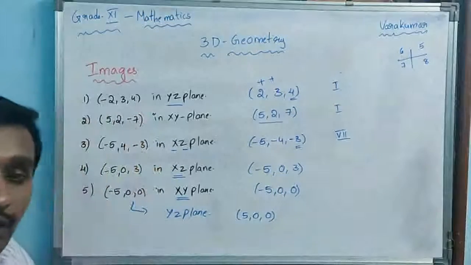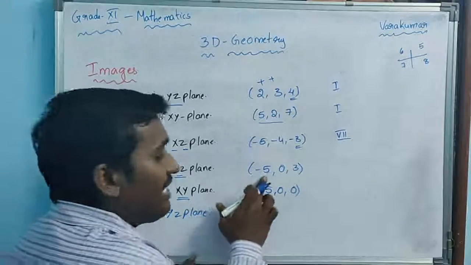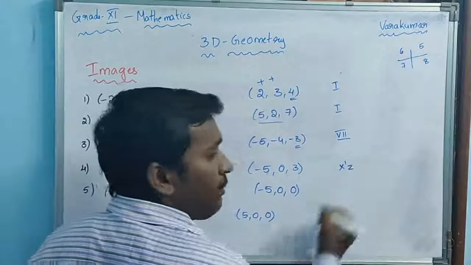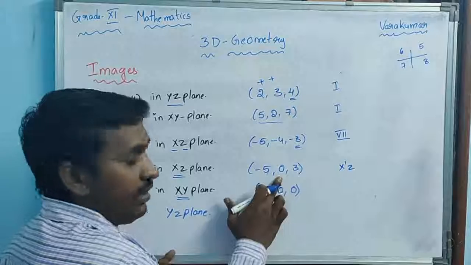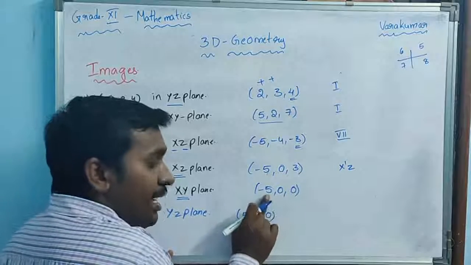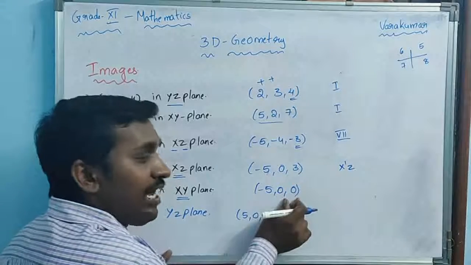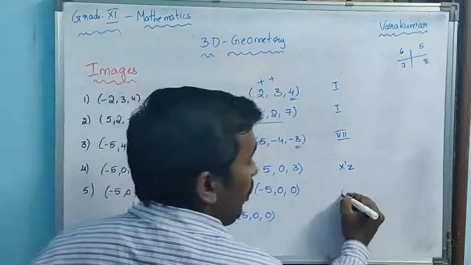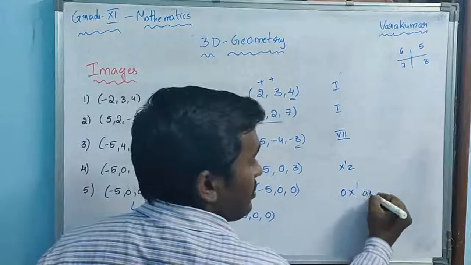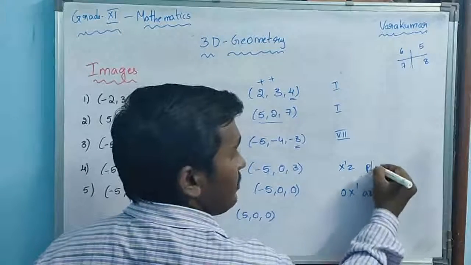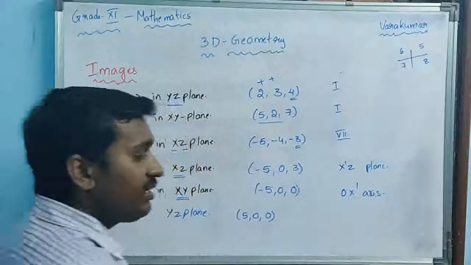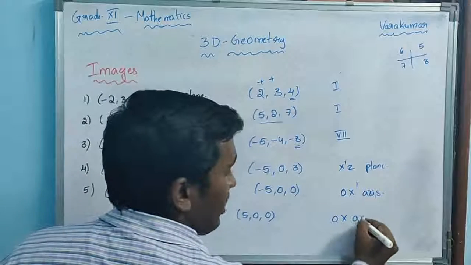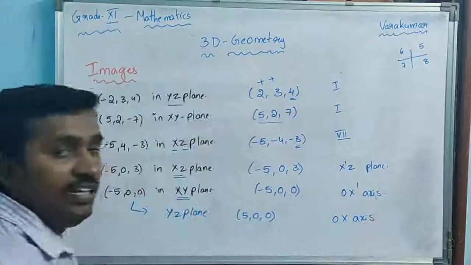And minus 5, 0, 3: it lies on y value 0, so it lies on the x dash z plane. And here it is minus 5, 0, 0, so both the y value and z value are 0, so it lies on the OX dash axis. And this one, 5, 0, 0, lies on the OX axis. Clear? Fine.